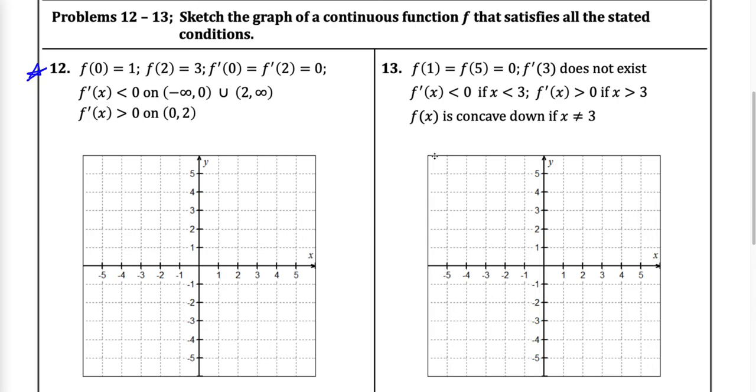Hannah, you haven't gone yet. Can you help me start anything up here? You could label some of the points. I think f of 0 equals 1. So that's a point. Okay, f of 0 equals 1, so the point (0, 1). F of 2 equals 3. So those are just points on the graph. Okay, did that, did that.